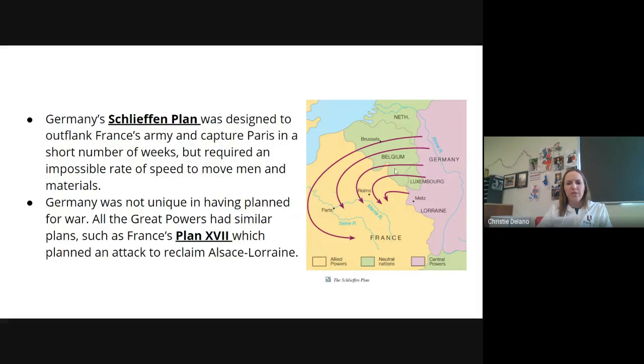So their plan was designed to outflank the enemy and capture Paris down here in just a matter of weeks at a very high rate of speed, and then to put everybody on the trains and push them over to the Eastern Front. Germany was not the only country that had plans for war. All of the big powers did. France, Britain, Austria-Hungary, they all had these plans for war. But we won't get into the details of all of them.